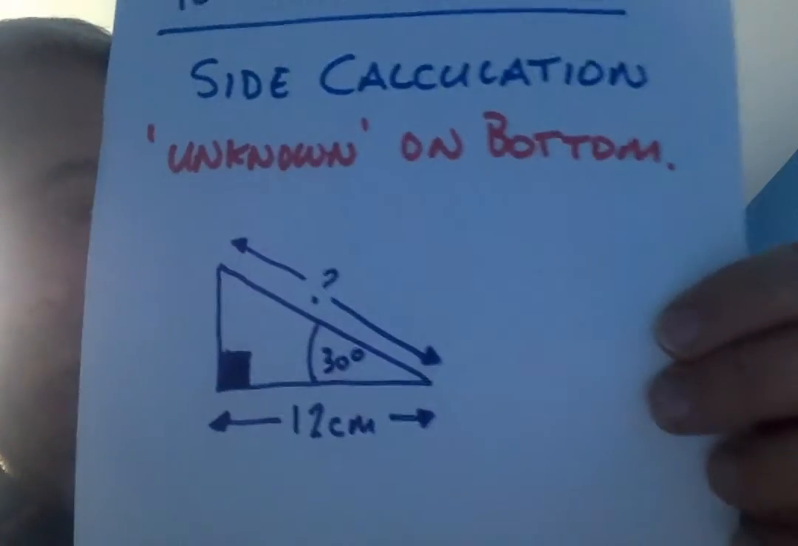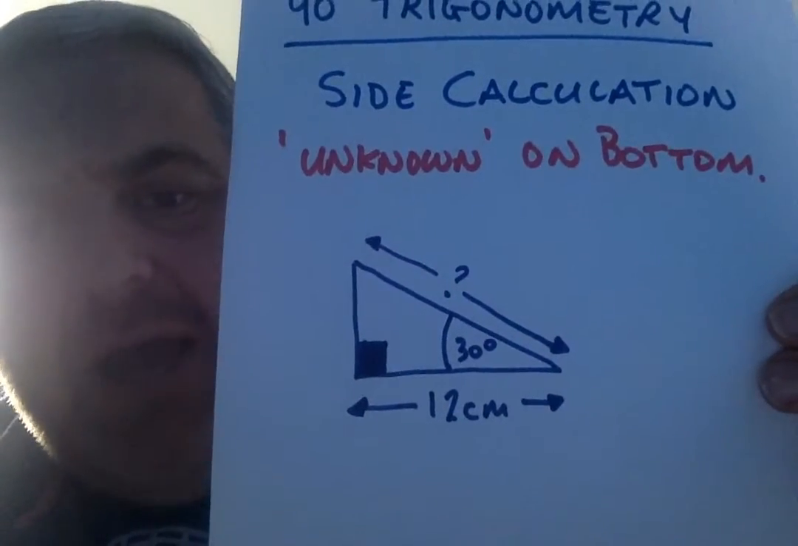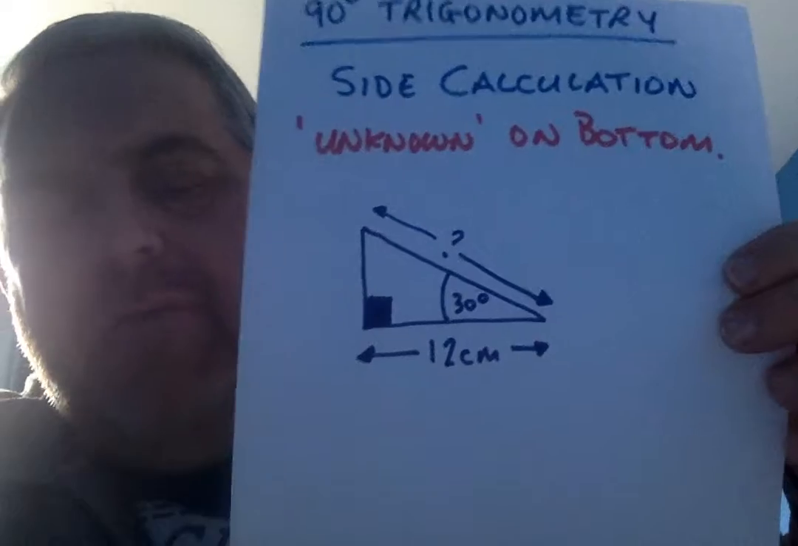Hi, Mr. Kennel here. We're going to look at a 90-degree trigonometry side calculation, this time with the unknown on the bottom. Okay, here's the question. So we're going to look at the calculation which is identical to the tan, only your unknown is going to be on the bottom of the ratio.